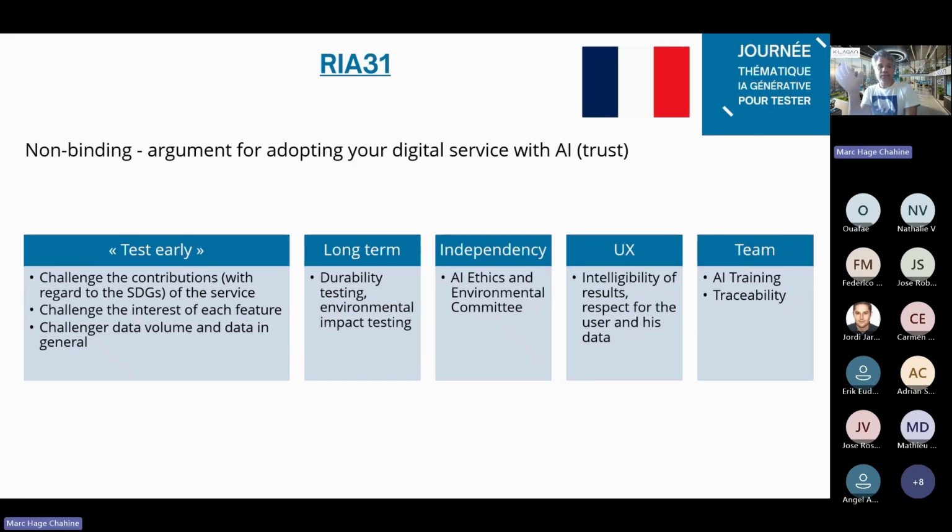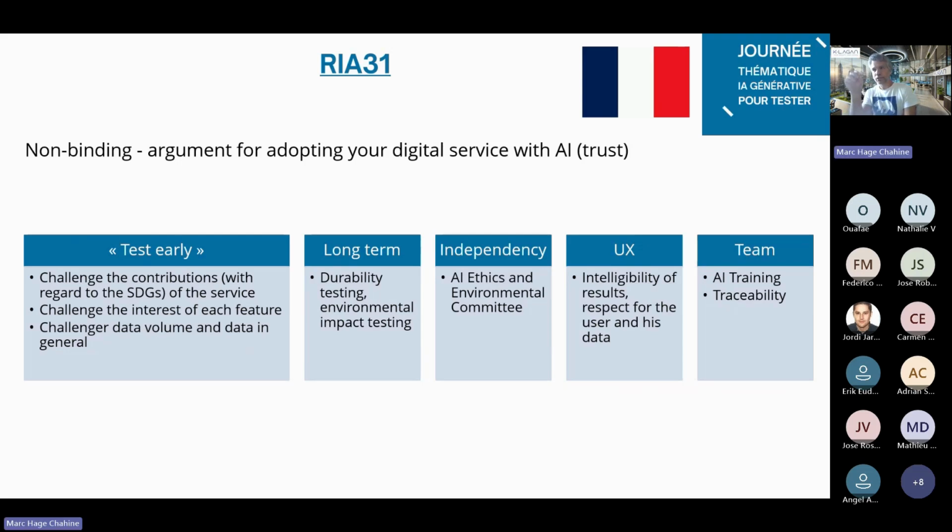For Area 31, you will see that it will be quite near the AI Act. You have to test early. We are on shift left with the challenges, the contributions, the interest of each feature. The interest of each feature is like the need, and challenge the data volume and data in general. In the long term, you also have to evaluate the environmental impact, the independency, and so on. So it's a lot of new things, new indicators to implement.